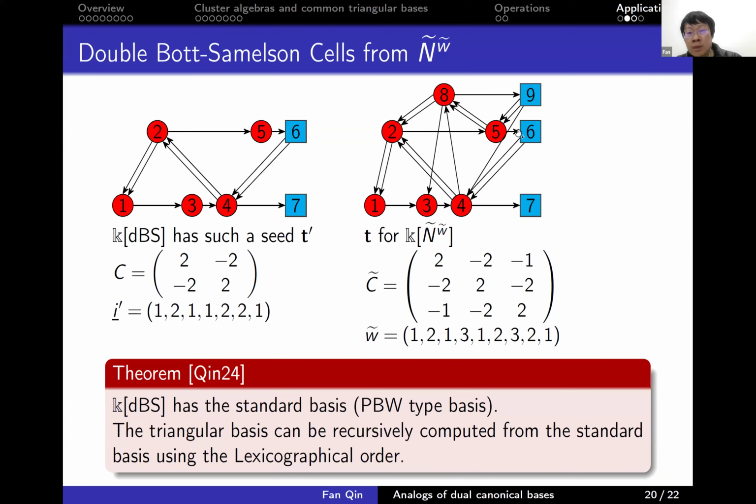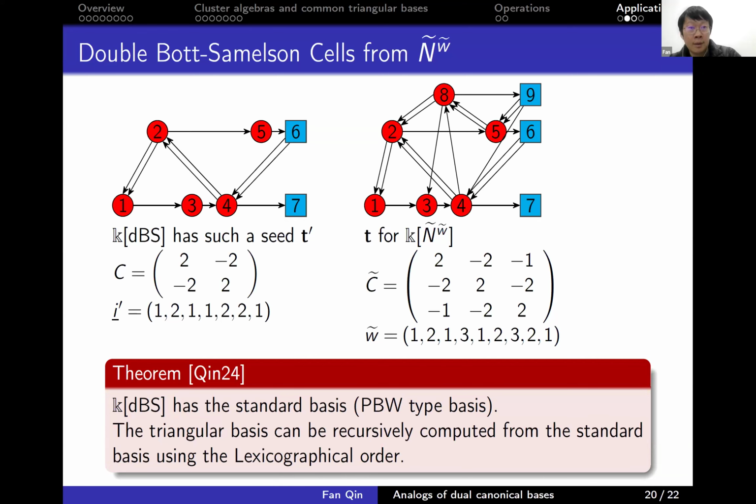Now you can write this quiver. The cluster algebra is isomorphic to a quantum group. And now from the known result for the right-hand side, you get the unknown result for the left-hand side. And you can actually prove something stronger. For example, you can even prove that the cluster algebra for this double Bruhat cell has a standard basis. This is a PBW type basis. And moreover, the triangular basis can be computed from the PBW type basis by using the constant routing algorithm, using the lexicographical order. So this is like the good old days where you work with Hall algebras.